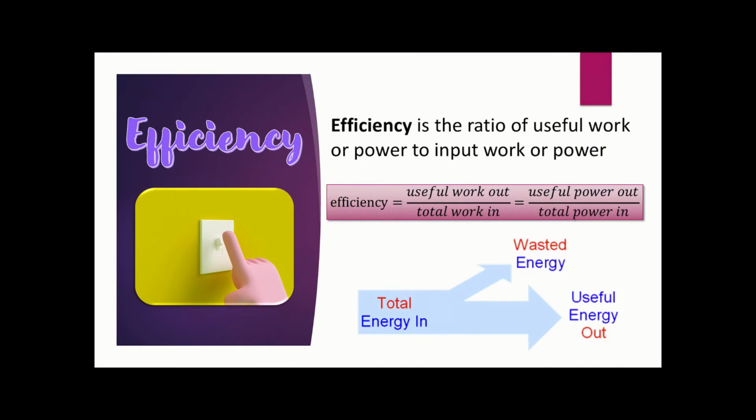Now, what is efficiency? Efficiency is the ratio of useful work or power to input work or power. We can see more clearly here. So efficiency is the useful work out divided by the total work in. It means that we are going to get all the work that was used in a system. Or if we are referring to a power, we have to divide the useful power out by the total power in. Again, we are going to consider all the work or power that is getting into the system and the one that is used. And this one that is used is the efficiency of the system.